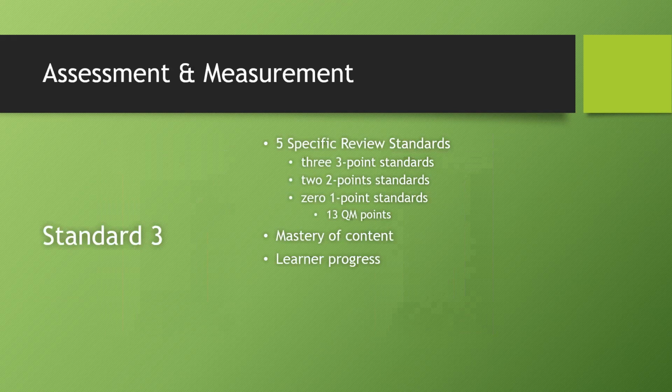So let's talk about standard 3 a little bit. Standard 3 is the assessment and measurement standard, and there's 5 specific review standards associated with standard 3. There's 3 3-point standards, 2 2-point standards, and 0 1-point standards. So here you have a chance to earn a total of 13 quality matter points.